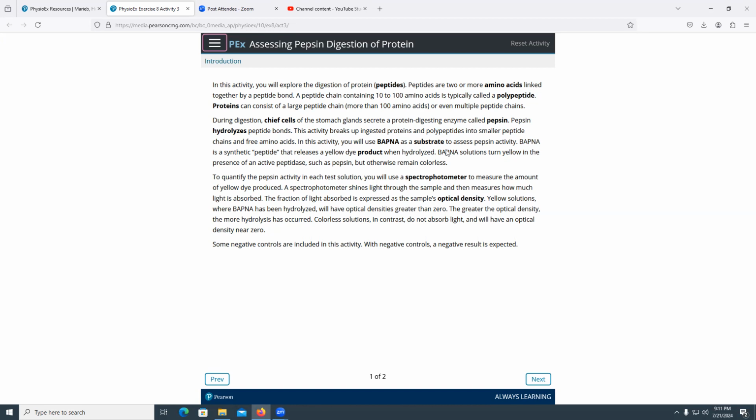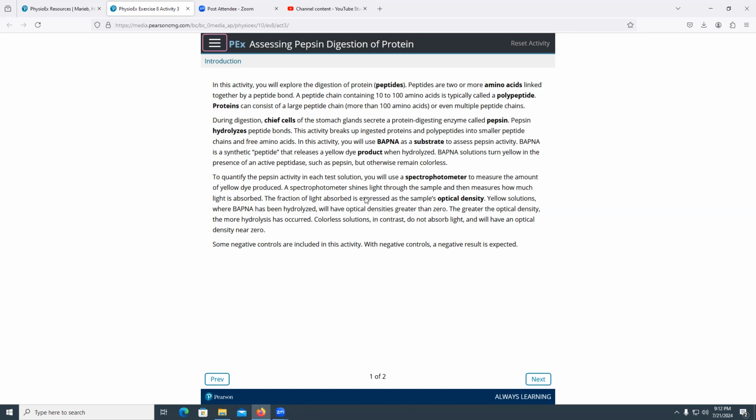So all we need is that if the color of BAPNA changes into a yellowish dye, you know that the reaction went into completion and the BAPNA reactant has been hydrolyzed and broken down into its reducing monomers, reducing amino acids, and now they are the product. So BAPNA solution turns yellow in the presence of an active peptidase, such as pepsin, but otherwise remains colorless. So if the solution remains colorless, BAPNA is intact and has not been hydrolyzed.